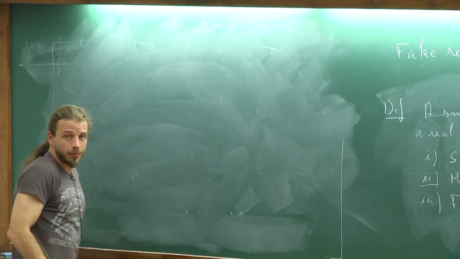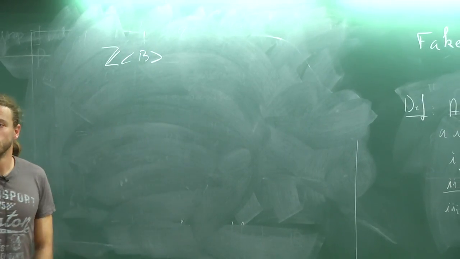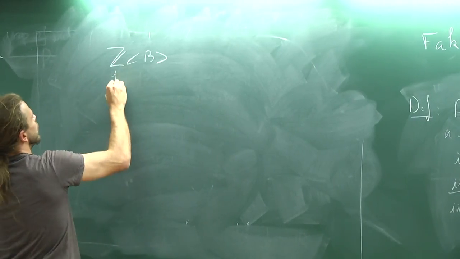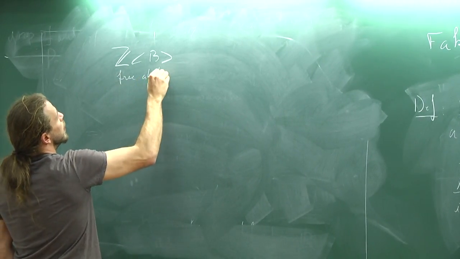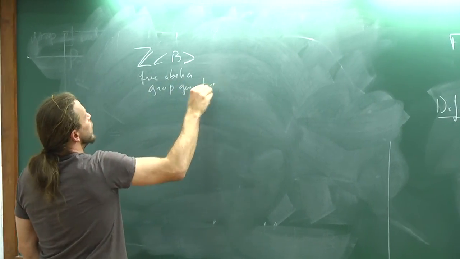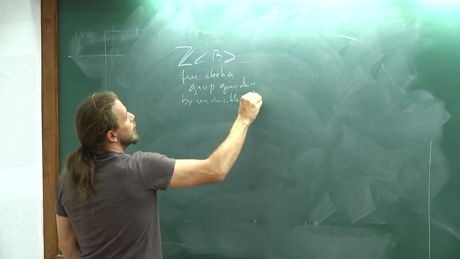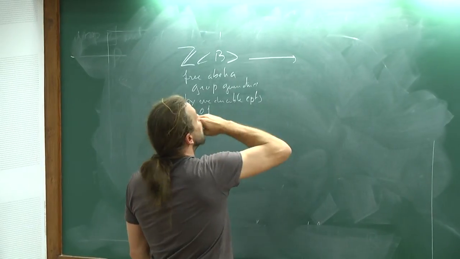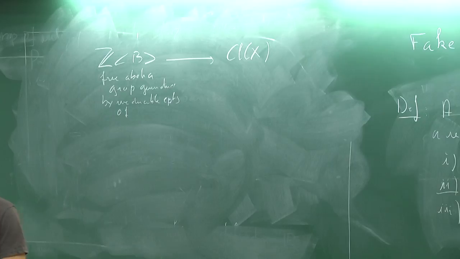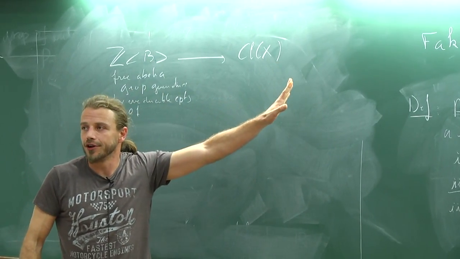So we have a natural map which goes from the free abelian group generated, formally generated, by the irreducible components of B, to the divisor class group of X. These are just Weil divisors, and I'm looking at their class in the divisor class group.